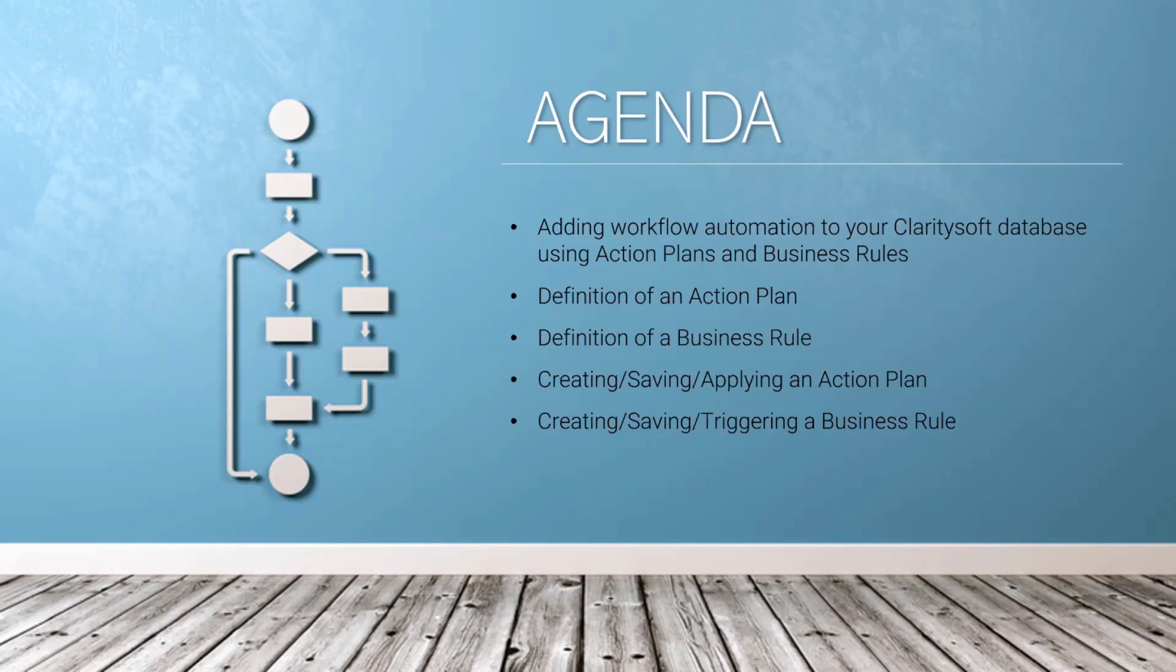What we're going to do today is learn how to create an action plan, save it, and apply it to records. Then we'll create a couple of business rules and learn how to apply those. Business rules are triggered by a change in a field in a record, so that when you save the record after making the change to this particular field, an activity is triggered, an email is sent, or, new to this, you can have an action plan applied.